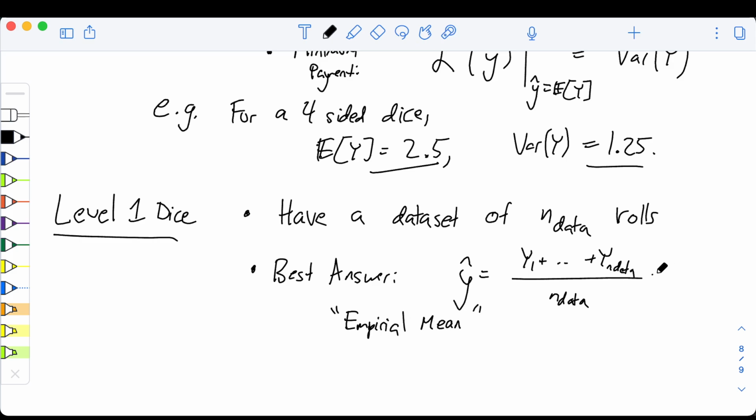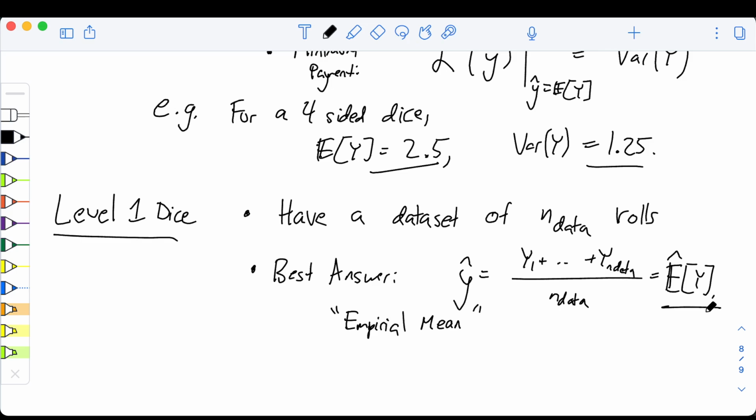Some people might even write this as expected value with a hat of y. So not the true thing. If you don't like this, don't write it down. But the hat means coming from the data. This is like our estimate for what the true thing is. Of course, we don't know the true thing. We're using our data set to estimate it. This is not going to be perfect, right?